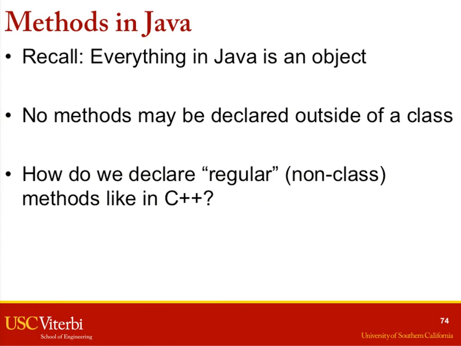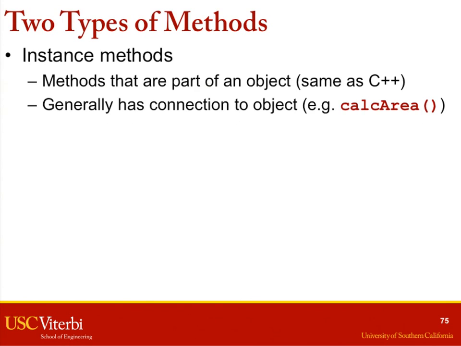Okay? So methods. Recall what you learned in C++. Everything in Java is an object. We keep on repeating that. So you've got to make sure that everything goes inside a class. So there's no methods outside a class. Unlike C++, because you could be more loose about that. And we don't have what you call functions. Functions do not exist in Java. Everything is within a class.